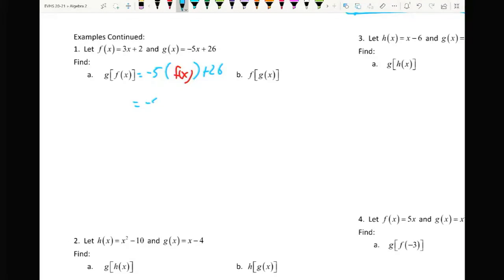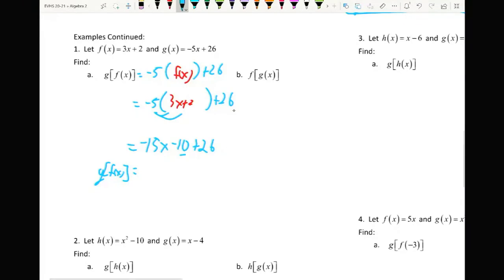So that's going to give me negative 5 times 3x plus 2 plus 26. Okay, now let's distribute the negative 5. Gives me negative 15x. Negative 5 times 2 is negative 10 plus 26. So now g of f of x is equal to, I'm going to combine these like terms, and that gives me negative 15x. Negative 10 plus 26 is plus 13.